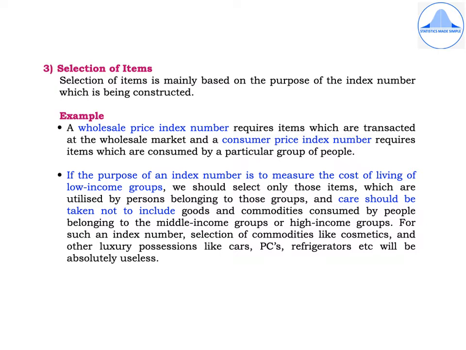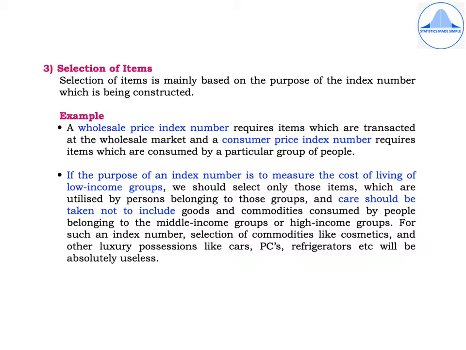The third step in the construction of index numbers is the selection of items. The selection of items is mainly based on the purpose of the index number which is being constructed. For example, a wholesale price index number would require items which are transacted at the wholesale market, whereas a consumer price index number will require items which are consumed by a particular group of people.